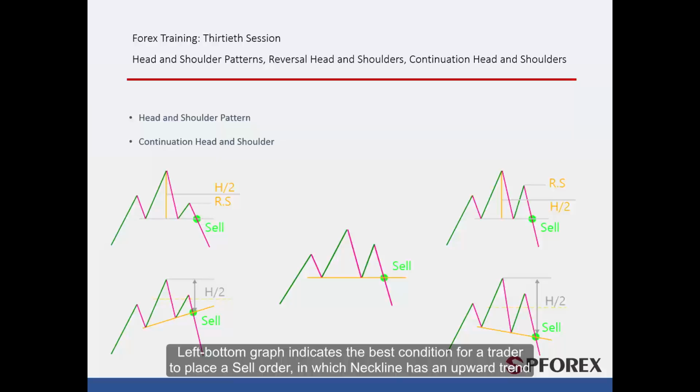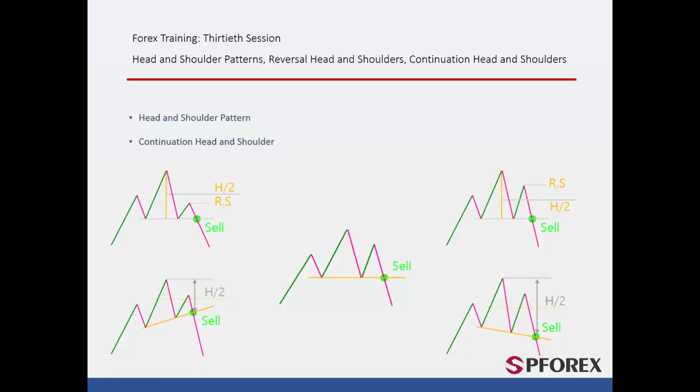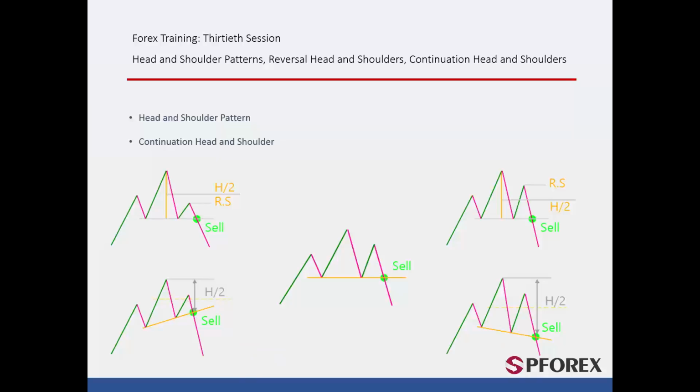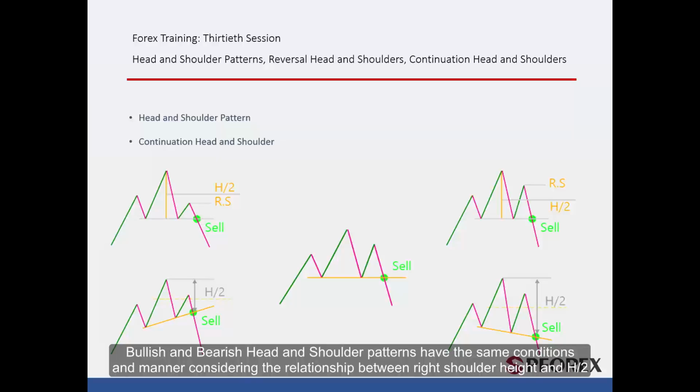The left bottom graph indicates the best condition for a trader to place a sell order, in which the neckline has an upward trend. The right bottom graph illustrates the worst condition for a trader to place a sell order, in which the neckline has a downward trend. Bullish and bearish head and shoulder patterns have the same conditions and manner, considering the relationship between right shoulder height and H2.